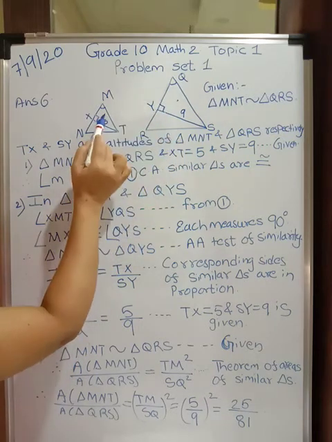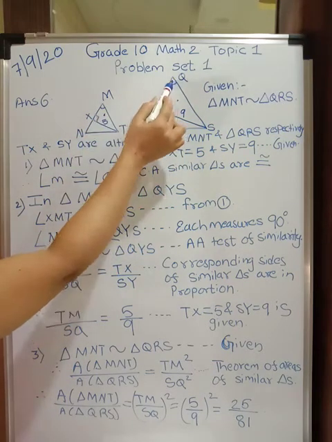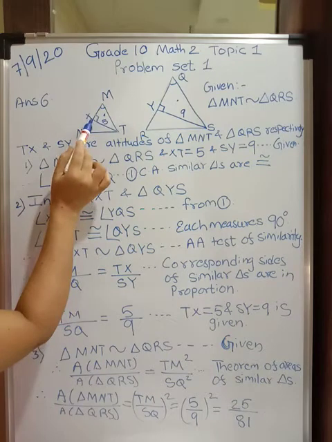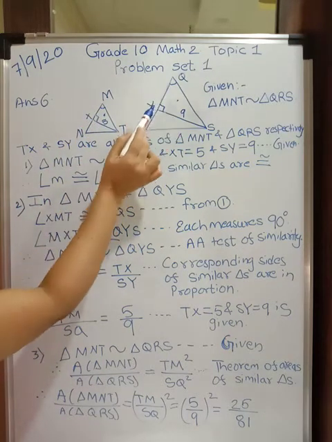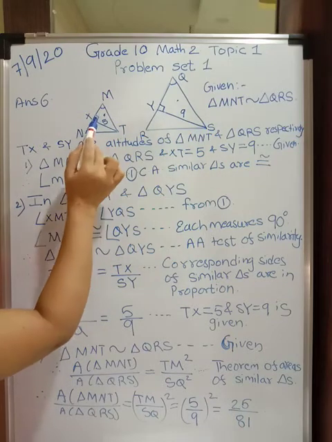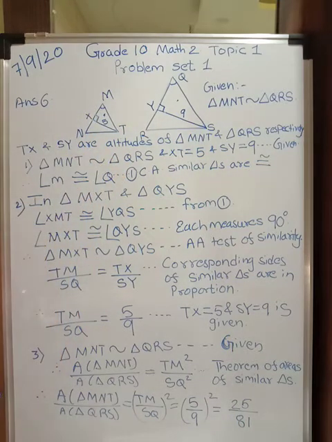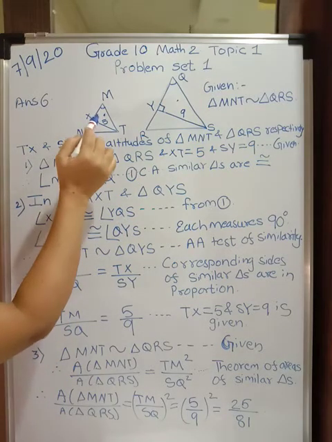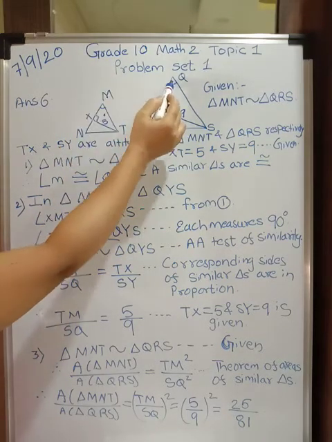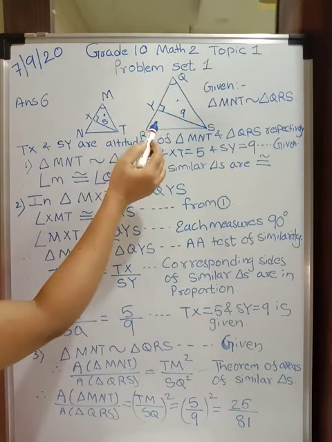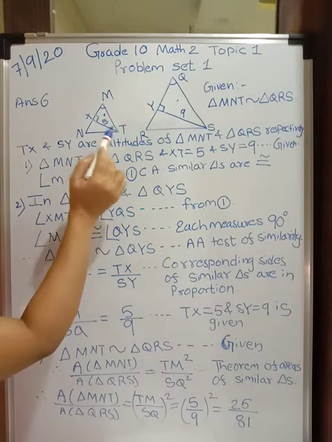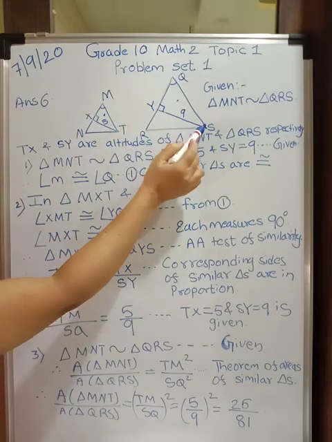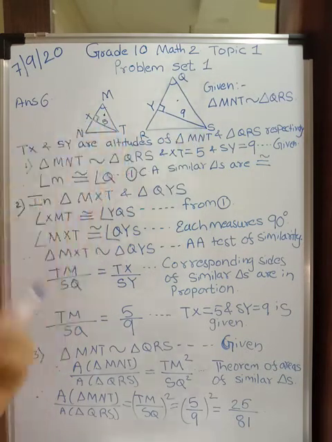So in these two triangles, angle M is equal to angle Q. Angle X, what I mean by X is MXT, and angle Y, that is QYS, both are 90 degrees, so again they are equal, they are congruent. So two angles of this triangle are correspondingly equal to two angles of this triangle. And therefore, triangle MXT is similar to triangle QYS by AA test of similarity.